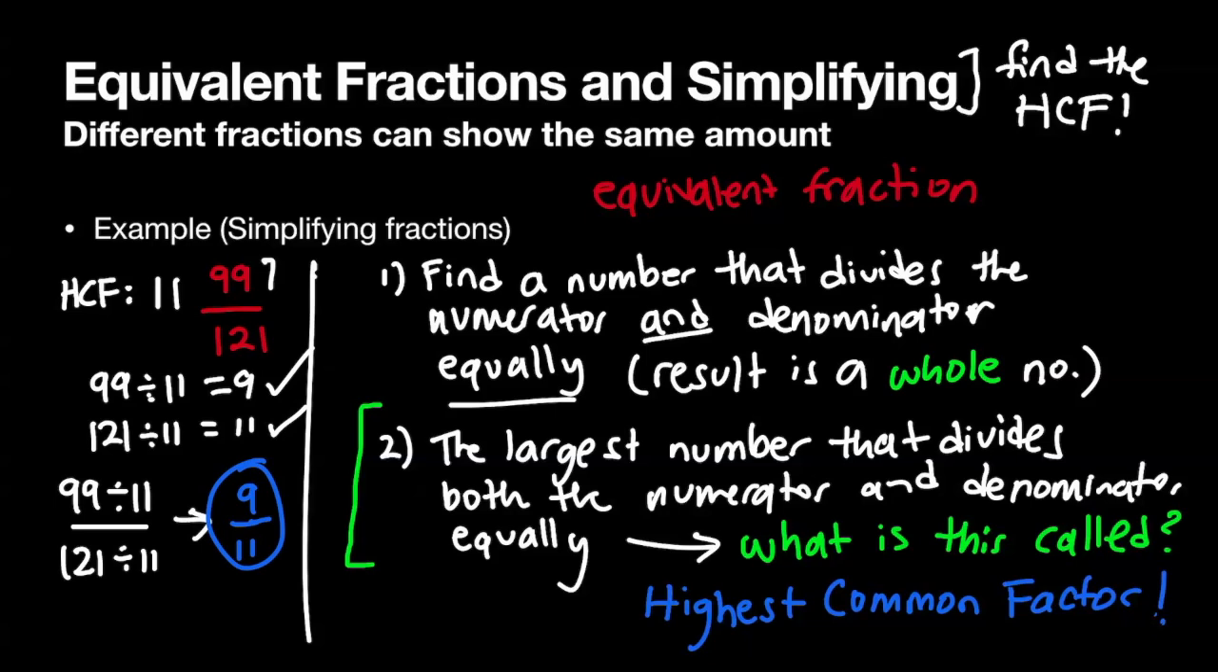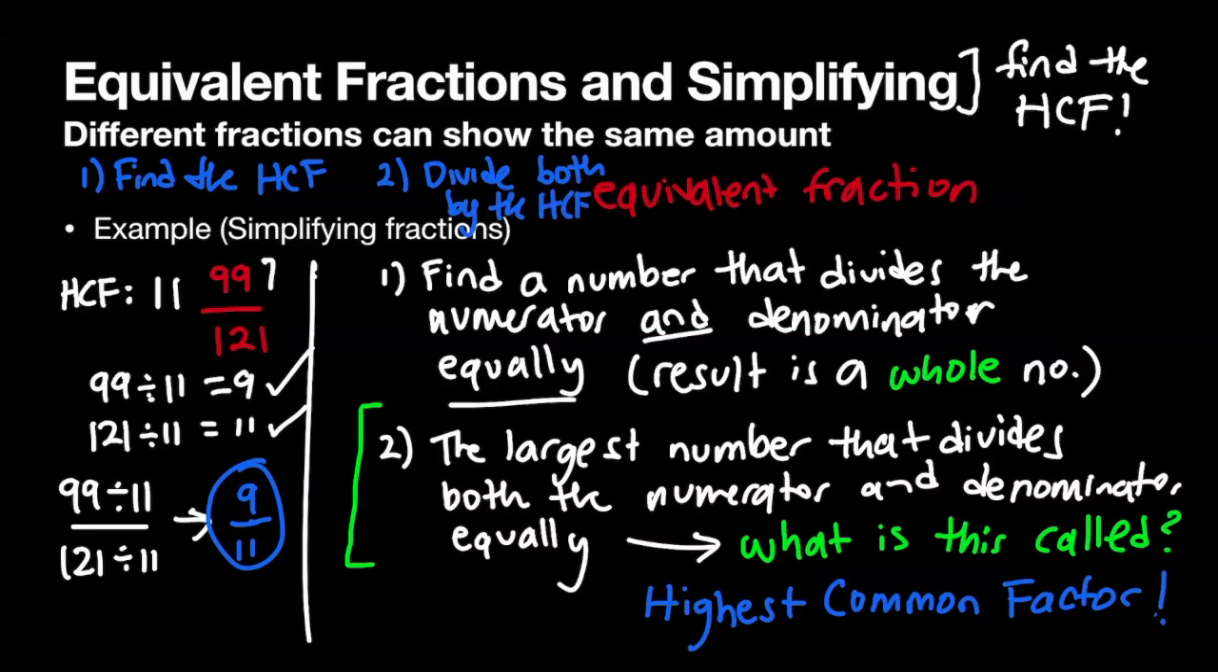So it's a simple process. Just remember, all you need to do is find the HCF and then divide both by the HCF. So that's all we need to do when simplifying fractions. So everyone has understood this?